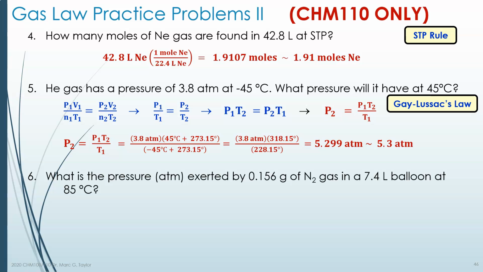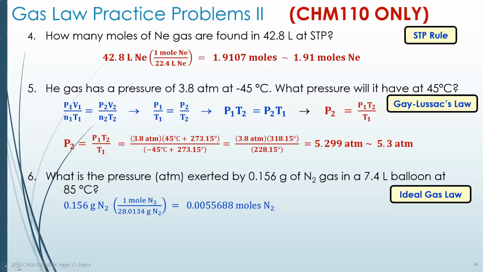We're given grams, which we know we can convert to moles using the molar mass of nitrogen. We have a volume, and we have a temperature, though it's in centigrade or Celsius, and we need to convert that to Kelvin. So looking at the big picture here, we're being asked for a pressure. We have enough information to get the other three parameters. This is clearly an example of the ideal gas law.